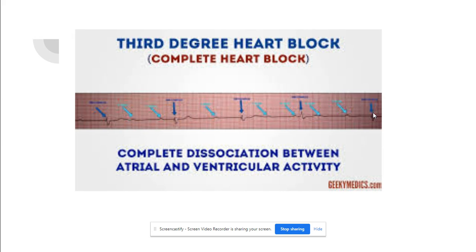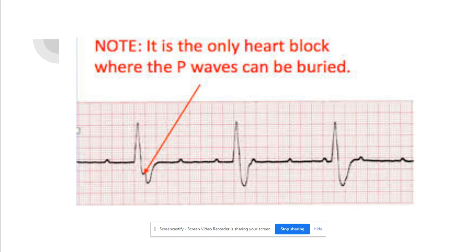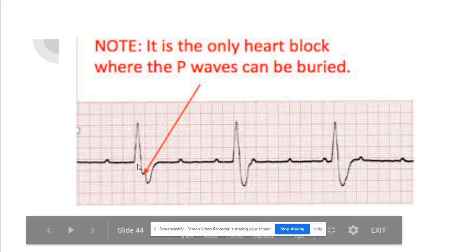So there's complete dissociation. It is the only heart block where P waves can be buried. So as you can see in this one, our P waves would be regular. They're evenly spaced. And the QRS complexes are just coming in, and they're regular too, but they aren't coordinated with the atria. So they're just coming in whenever they want. And it might just happen where the QRS complex comes around the same time as the atrial complex, and it gets put into the QRS complex. So you can see that little notch there. And the P wave here, that's not a T wave, and a P wave here.